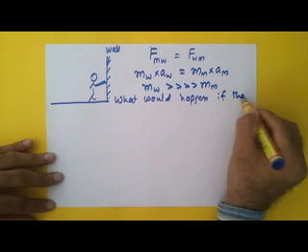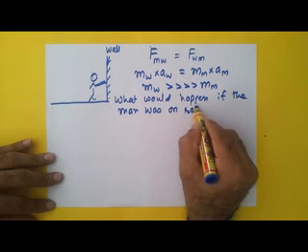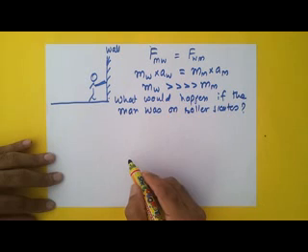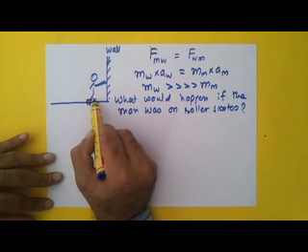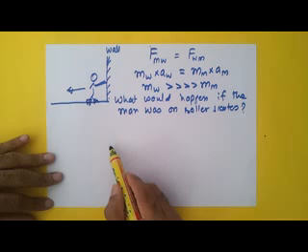what would happen if the man was on roller skates? I think you got the answer. If he's on roller skates, right? If he's on roller skates over here and he pushes the wall, you will immediately see the man going back.